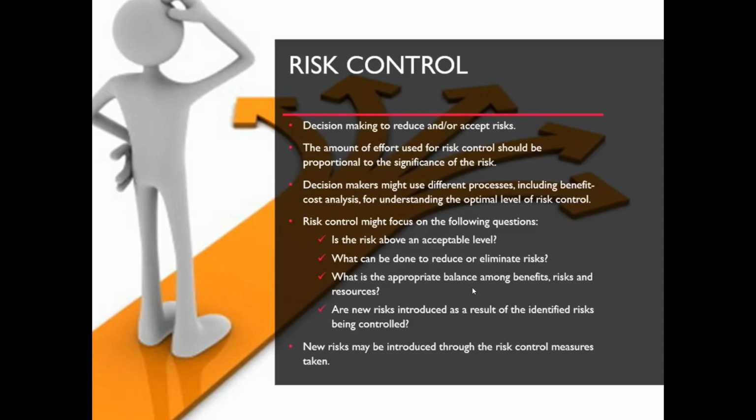And risk control might focus on some of the questions like, is the risk above an acceptable level? What can be done to reduce or eliminate the risk? What is the appropriate balance among the benefits, the risks and the resources? And are new risks, which is an important point, introduced as a result of the identified risk being controlled? So there could be a knock-on effect down towards the latter end of the process. New risks may be introduced by the risk control measures taken or may increase the significance of other risks, so you may need to go back to the risk assessment, identify and evaluate any possible changes.